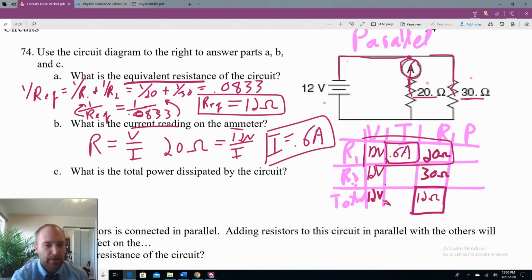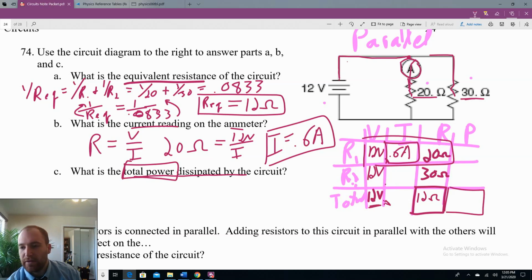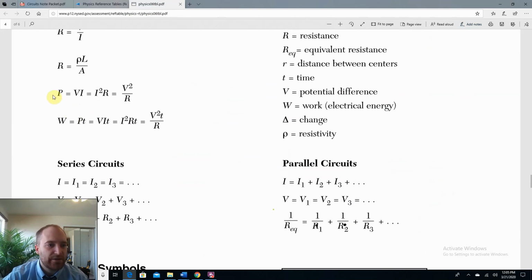Great. Total power dissipated by the circuit. I want the total power, so now I'm going to this box right here. We know V, we know R, we're solving for P. So let's go to our reference tables here. These are our power equations. We know V, we know R.